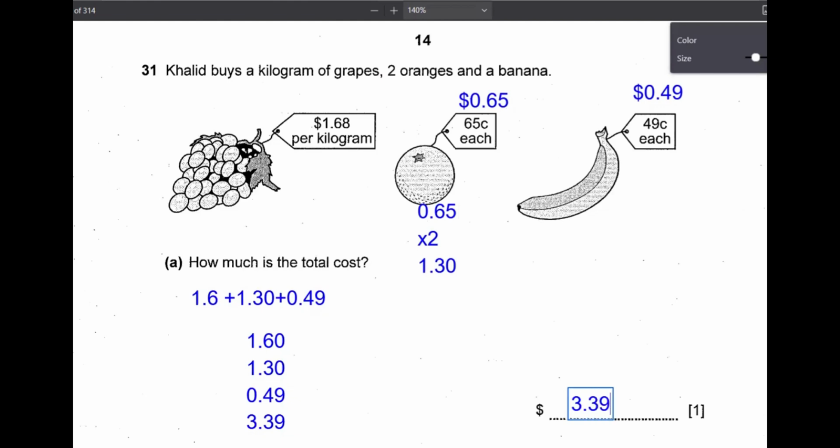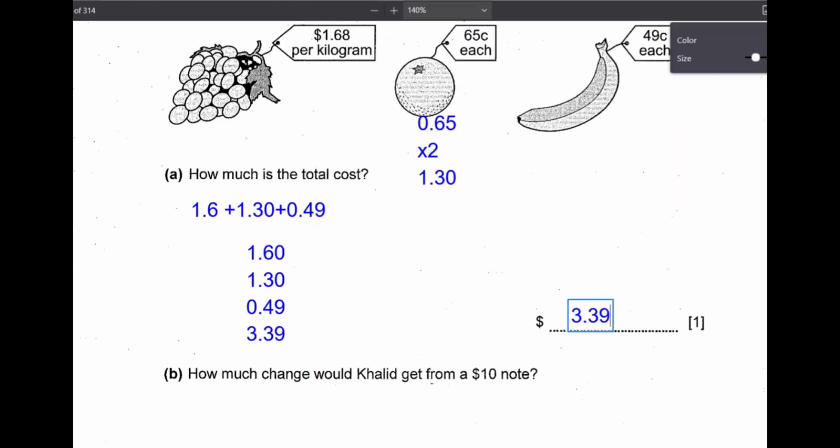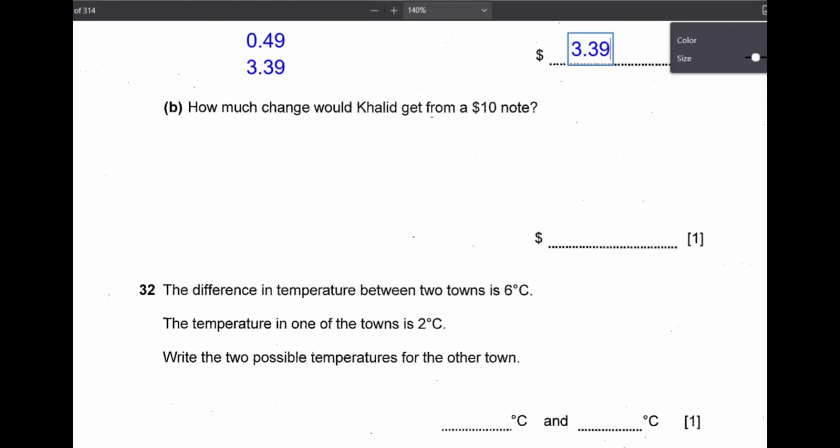And remember, all the time, when you have a decimal part, you never read it like 39. You read it 39. Or if you like to read it 39, you say 3900 with a TH. They ask you how much change would Khalid get from $10. All you need, you just do the subtraction. Subtract.